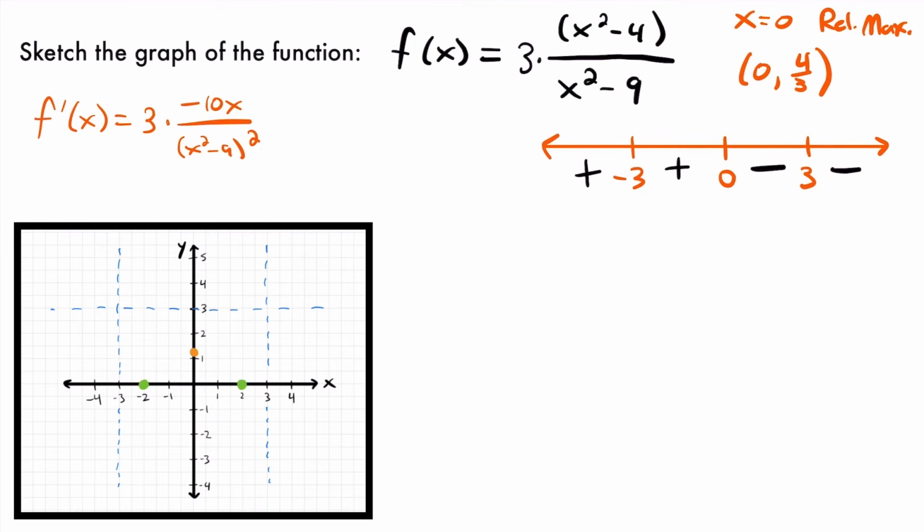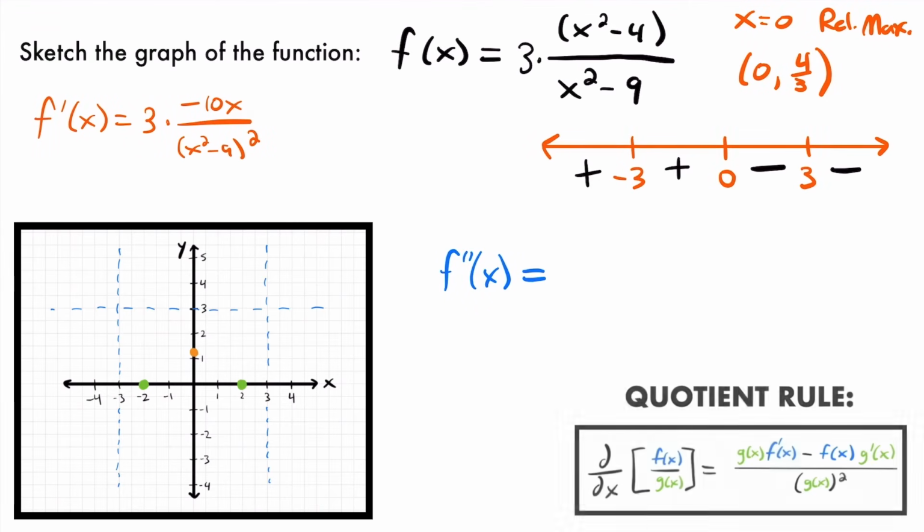And so if we do that, f double prime of x, or the second derivative, is going to require that we use the quotient rule on our first derivative. But if we go through with the quotient rule, we'll have that our top function is negative 10x, and our bottom function is this quantity right here. Now, don't forget about this 3. In fact, I almost forgot about it, so let's just add that in here real quick. We're going to have 3 times the rest of that derivative.